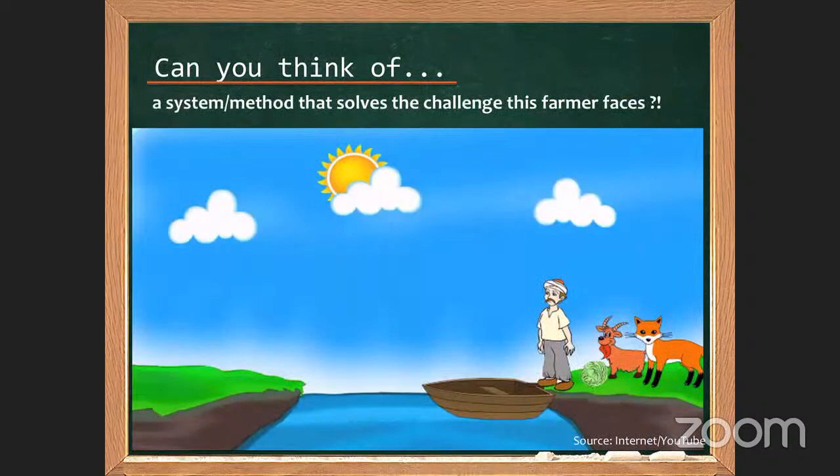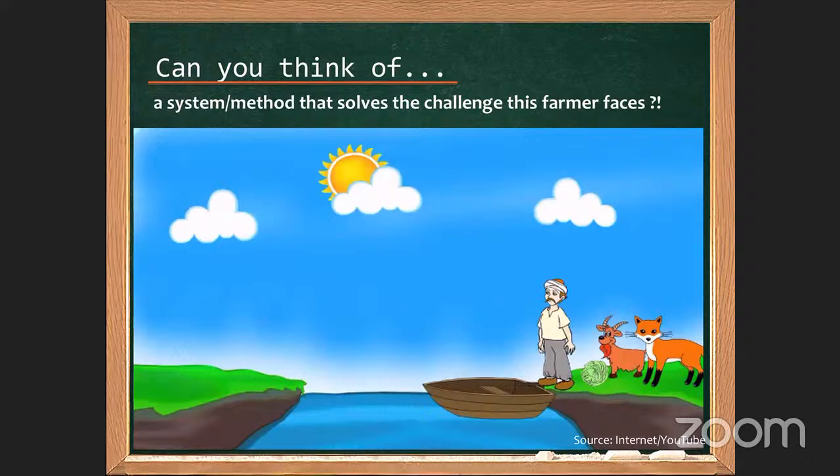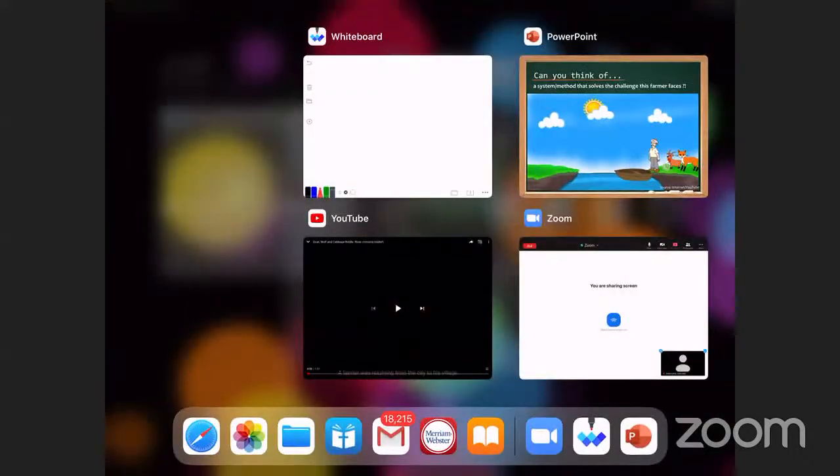Fine. Now, I want to bring your attention to this picture. Here you find a man or a farmer who is standing on one side of a river with a wolf, goat, and a cabbage. And also you find a boat there. Now, I hope you all can recall this famous riddle. Now, I want to switch over to the internet and play this video for you.